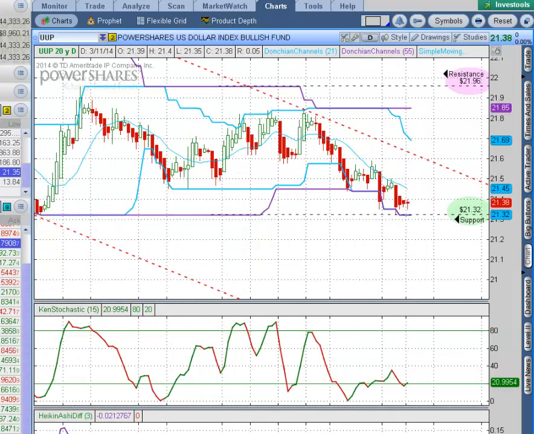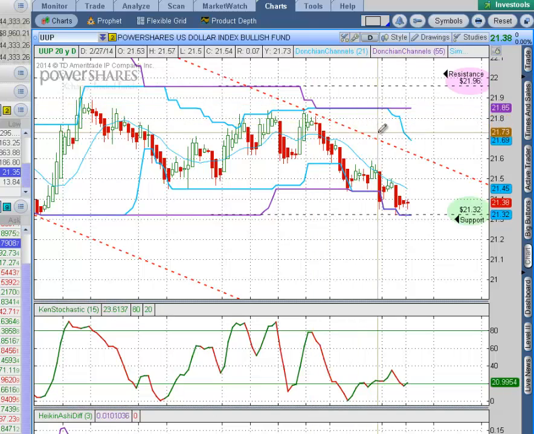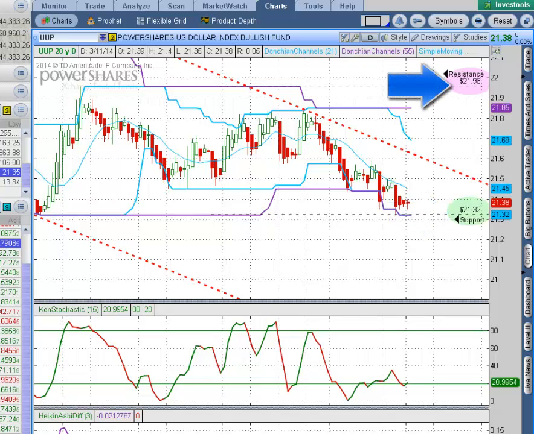The US dollar closed at break even. We still see some consolidation here just above support. Price remains in the downtrend channel highlighted by the red dashed lines. Support is at 21.32 as seen by the green oval, and resistance is at 21.96 as seen by the pink oval.